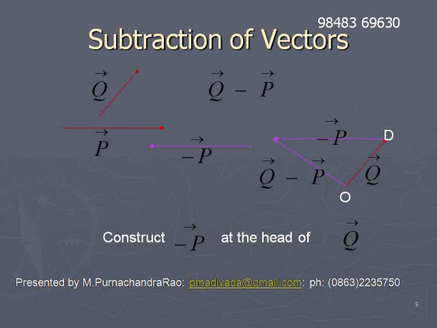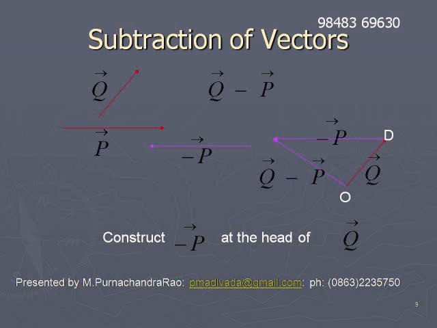Subtraction of vectors. Let us construct q bar minus p bar. To construct q bar minus p bar, first let us construct minus p bar. It is shown in the middle of this slide. Minus p bar is constructed first. Then construct q bar. Q bar is constructed as OD. The vector OD represents q bar. It has the same direction and magnitude. O is the tail, D is the head of q bar.